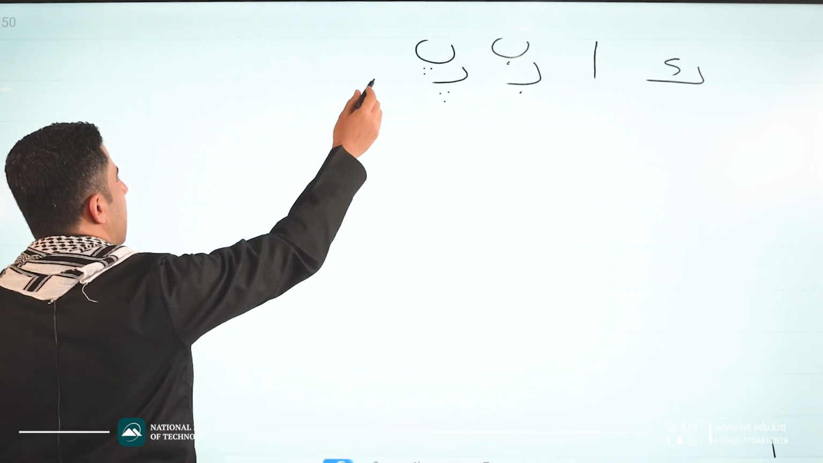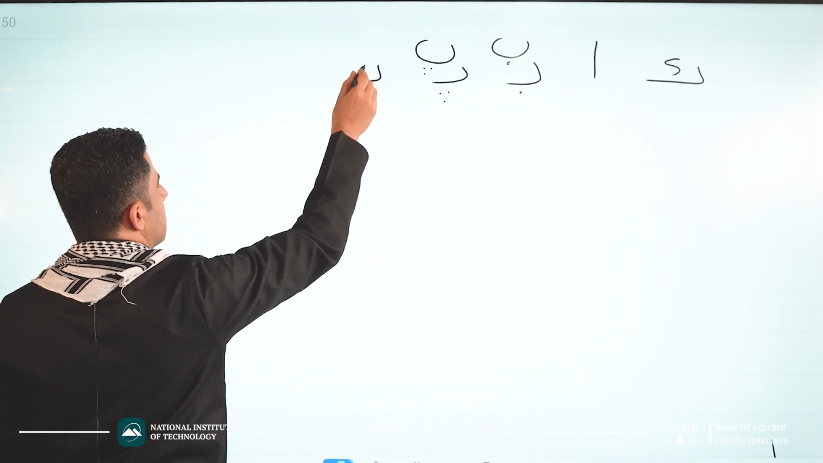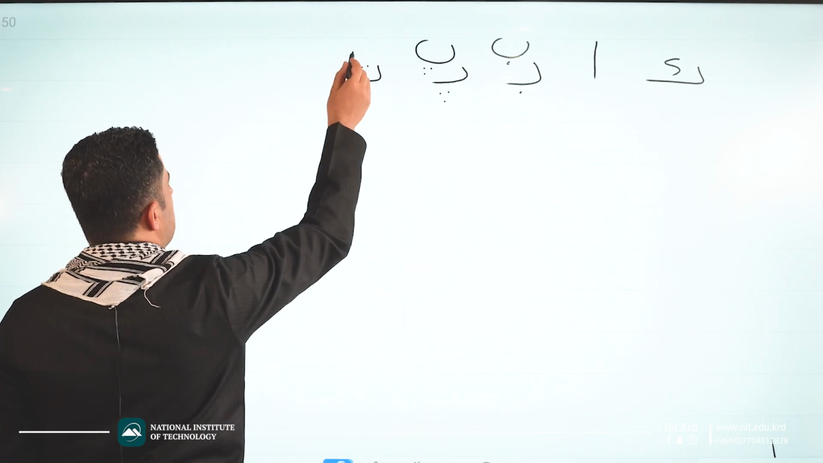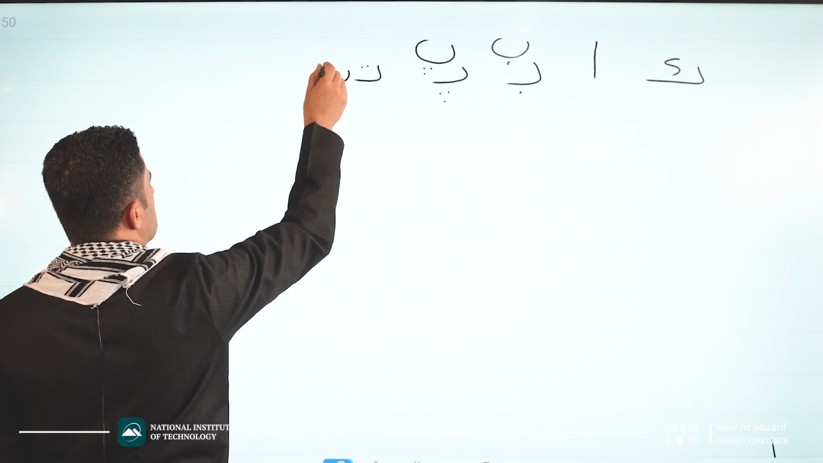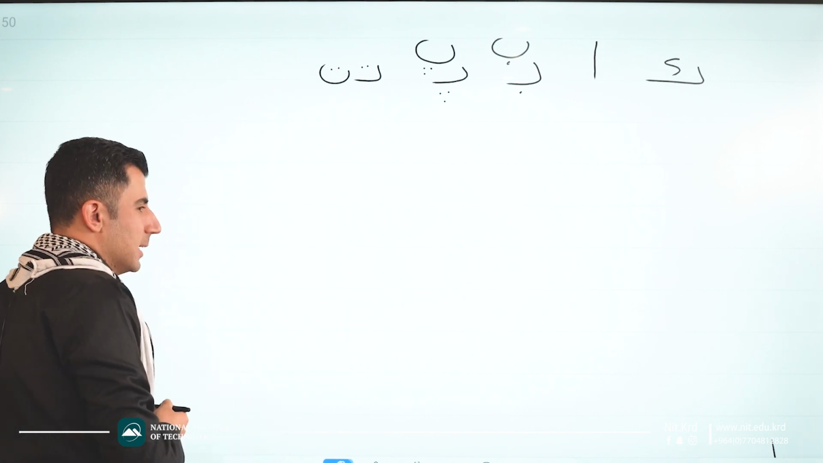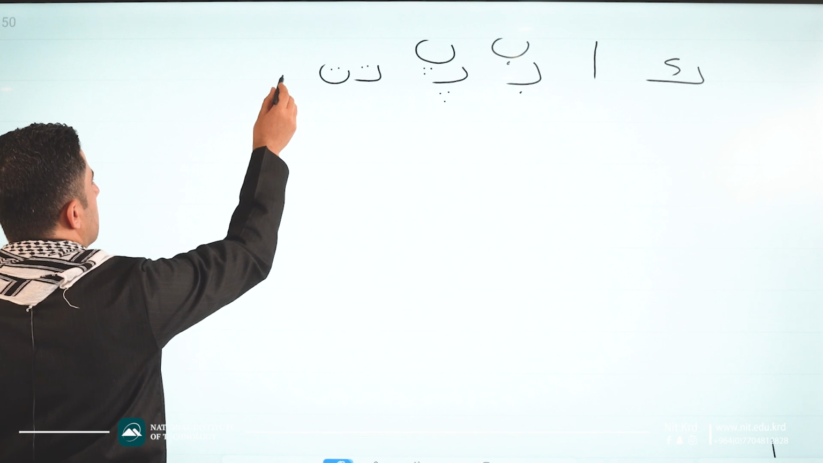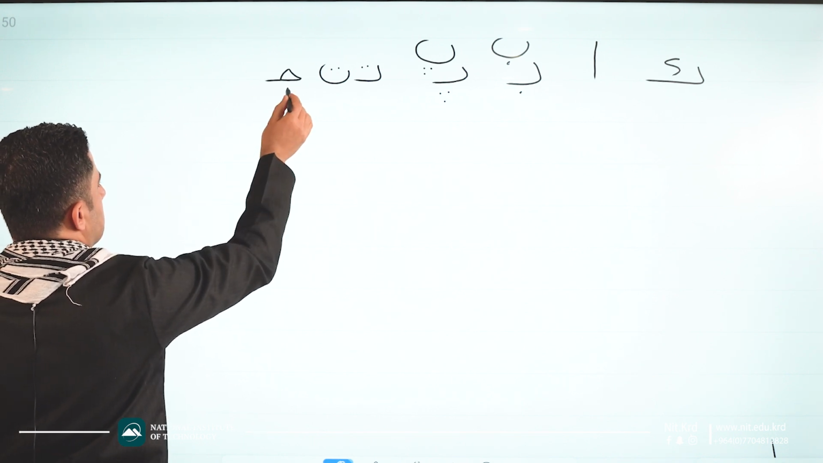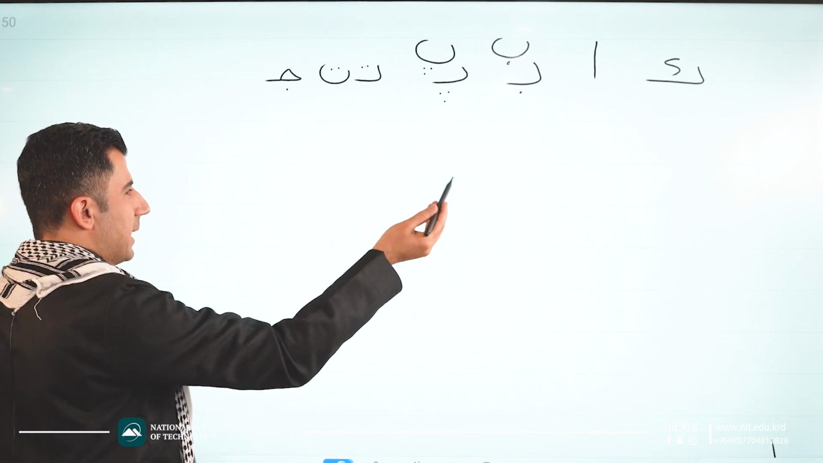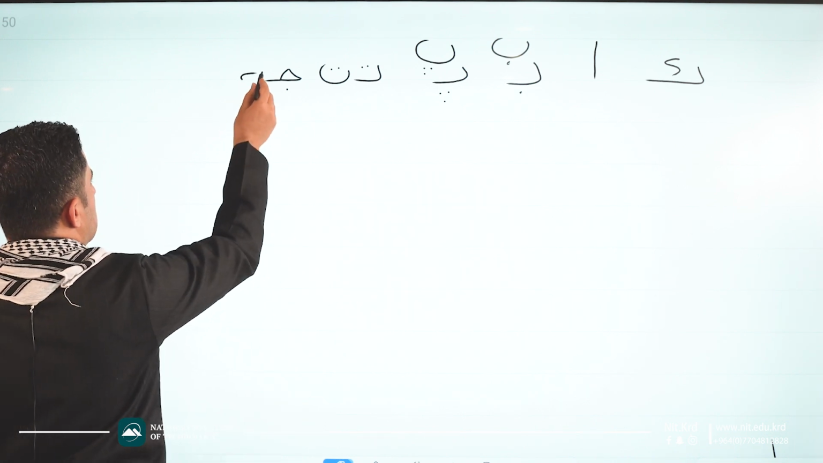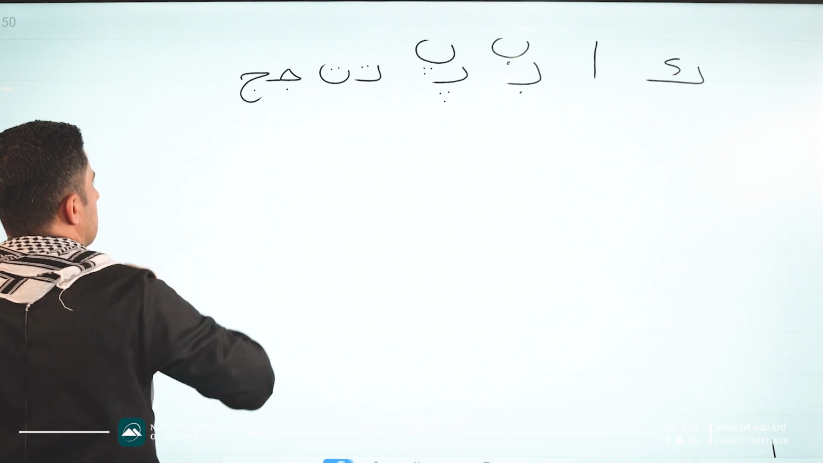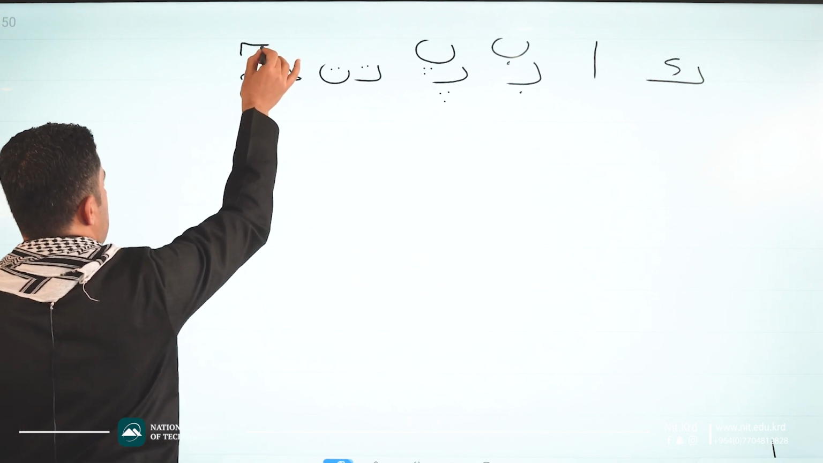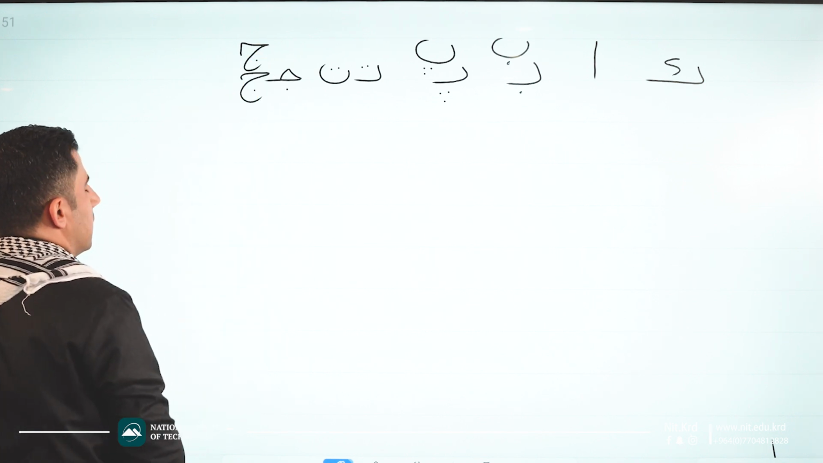After p, we have t. That is for beginning and middle. At the end, for t, we have to write like this. That is t. After t, we have j, like this. That is for beginning and middle. At the end, I have to write down like this. First of all, we have to do this shape. And then, that is for end.